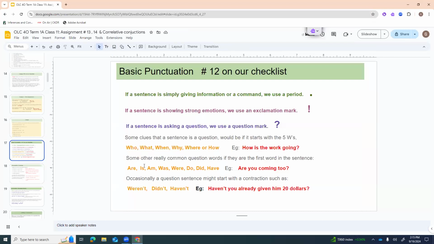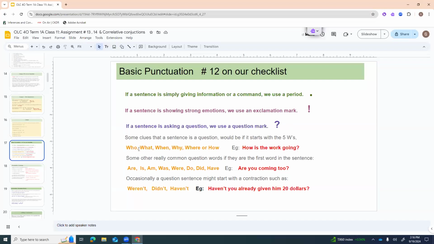Okay, basic punctuation. Generally, the main one I see problems with is actually the period, which makes sense. It's the one we use most often. If you're giving information or a command, we use a period. If you're showing strong emotions, we use an exclamation point. If you're asking a question, we use a question mark. Sometimes people aren't sure or don't realize that they're asking a question in their writing.